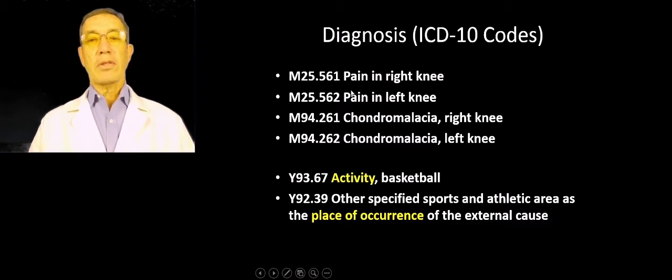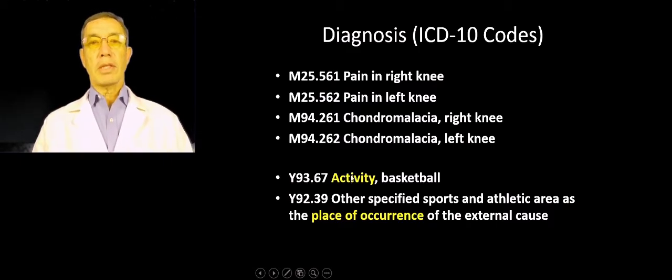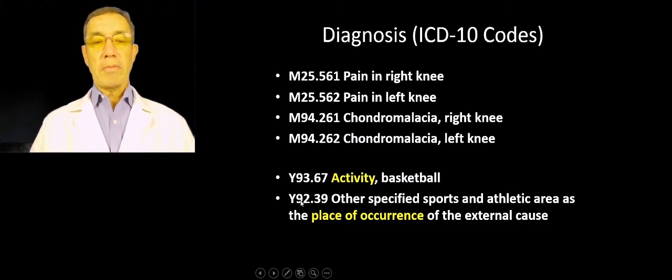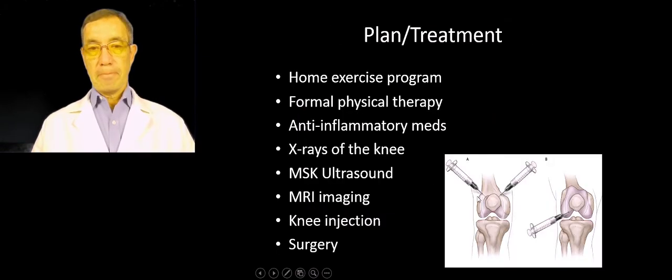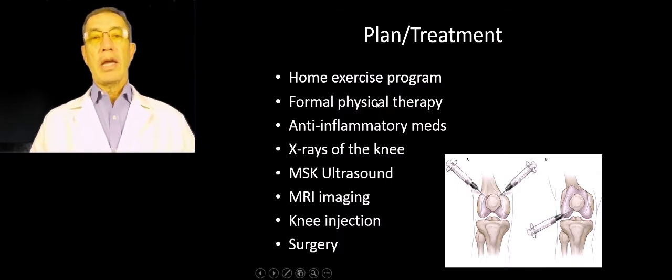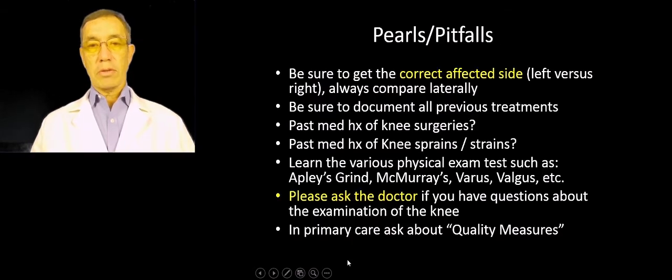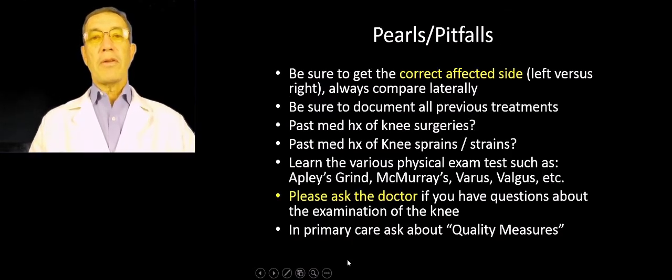However, always understand if it's an orthopedic injury, you do want to put down the activity you were doing, say basketball, which would be Y93.67, or other, and then where was the place that this injury occurred, and this would be a Y92.39 if it was, say, on a basketball court. The plan and treatment, usually it's home exercise and or formal exercises, anti-inflammatories, imaging, and then possibly injection and or surgery.